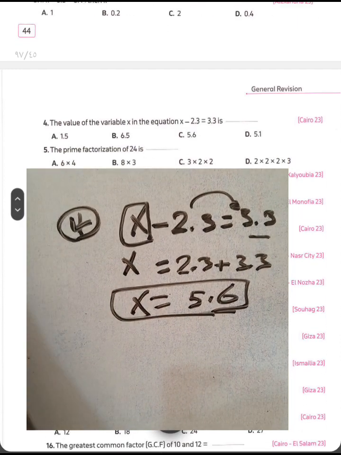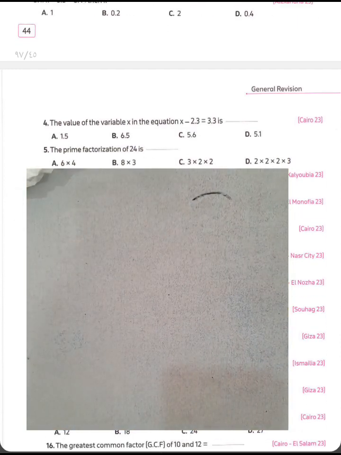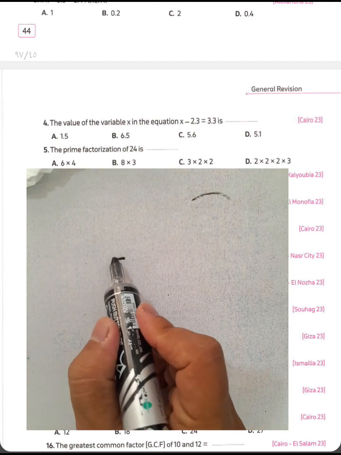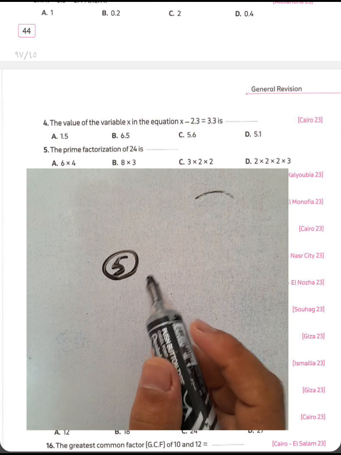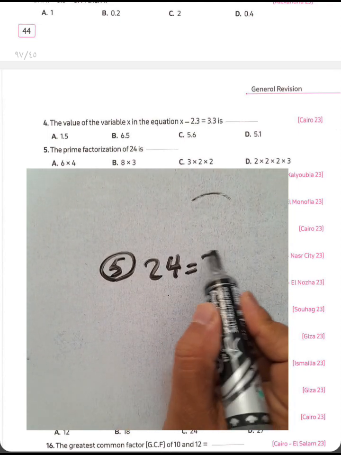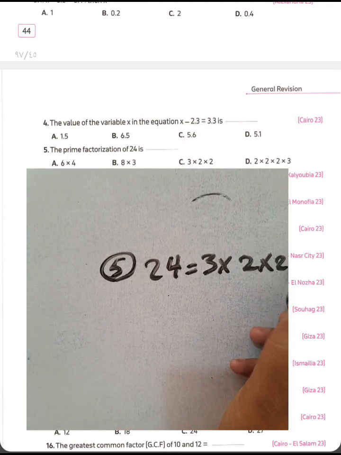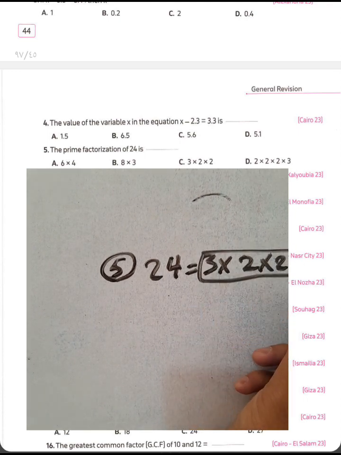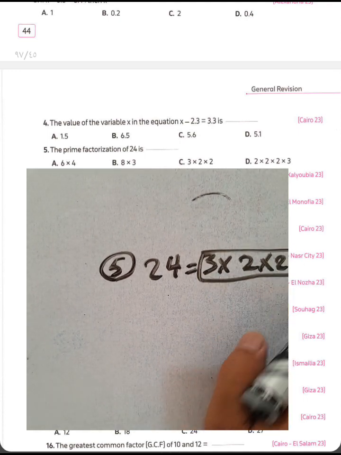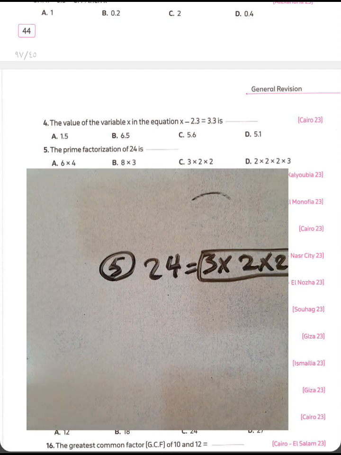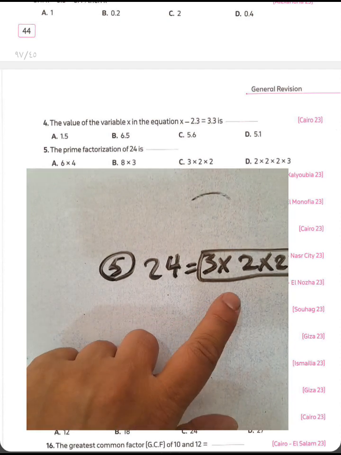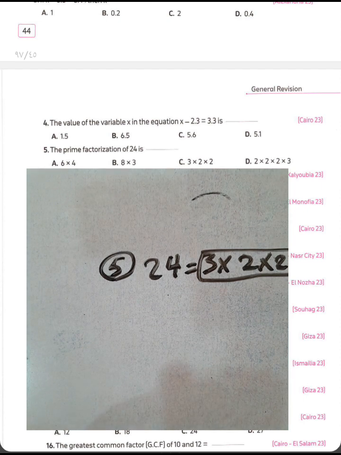Question number 5. The prime factorization of 24. 24 equals 3 times 8, and 8 equals 2 times 2 times 2. Then you can write 3 times 2 times 2 times 2. It will be the prime factorization of 24. Okay, the prime factorization of 24 is 2 times 2 times 2 times 3. Choose letter D.